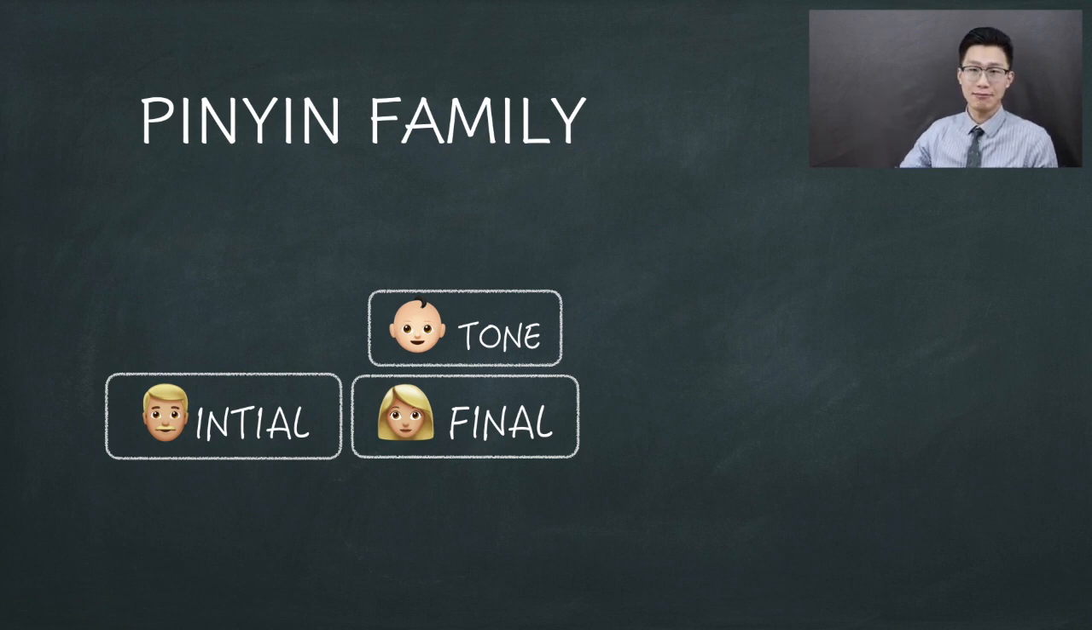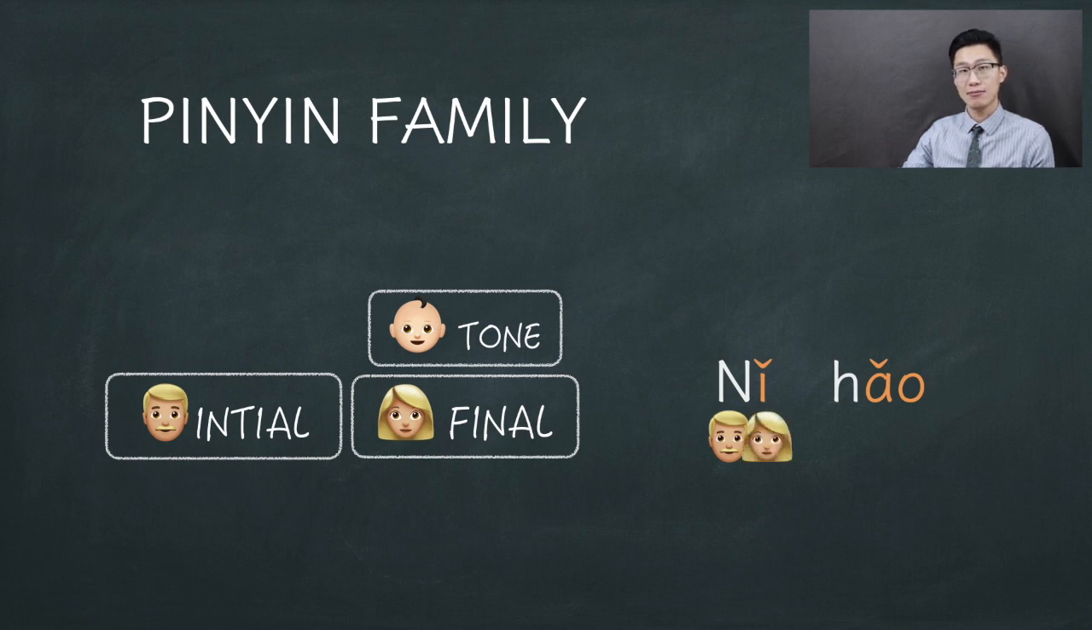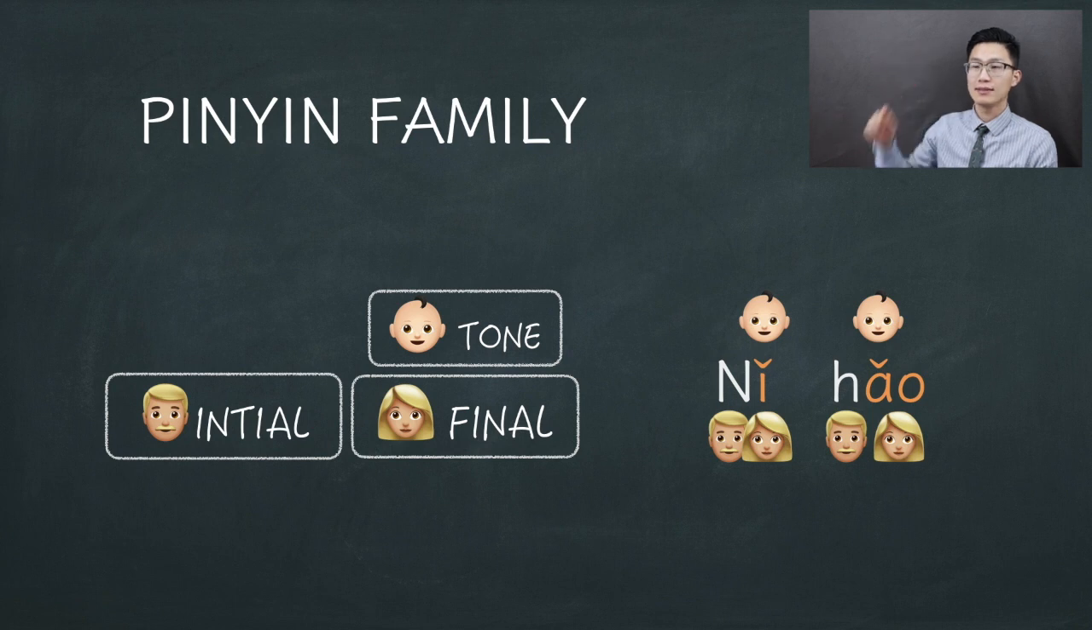Now, let's see an example. Do you remember how to say hello? Ni hao. And for ni hao, we have two Pinyin syllables here. Let's say for the first one, ni, N-I. Who is the father? Yes, N is the father, and I is the mother. On top of I, that little symbol, that's the kid. And for hao, H-A-O, H is the father, A-O is the mother. And on top of A-O, that little symbol, is the kid.